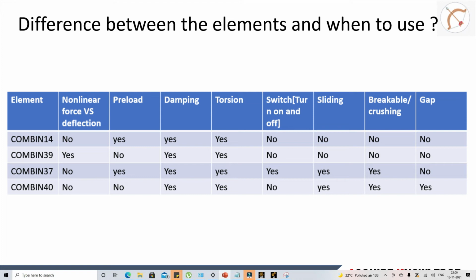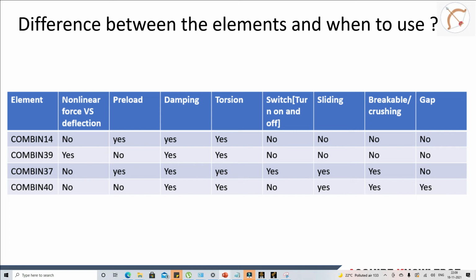Now suppose you want to apply some preload to the spring. Combin 39 element doesn't support any preload feature. There are ways in which we can include the preload, that is multi-step load step analysis, but that is not a part of this video, so I will not cover it. But just keep in mind that by default combin 39 element and combin 40 element don't support any preload feature. The only thing is that we have to use either combin 14, where we linearize the spring, or combin 37 element. Coming to the damping, all of the elements support the damping.